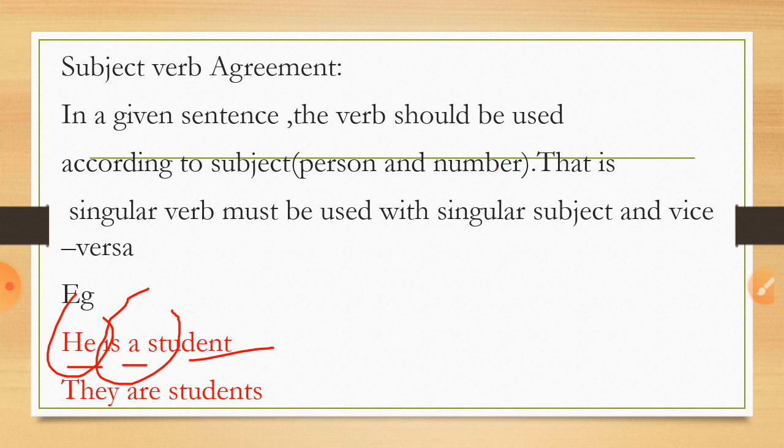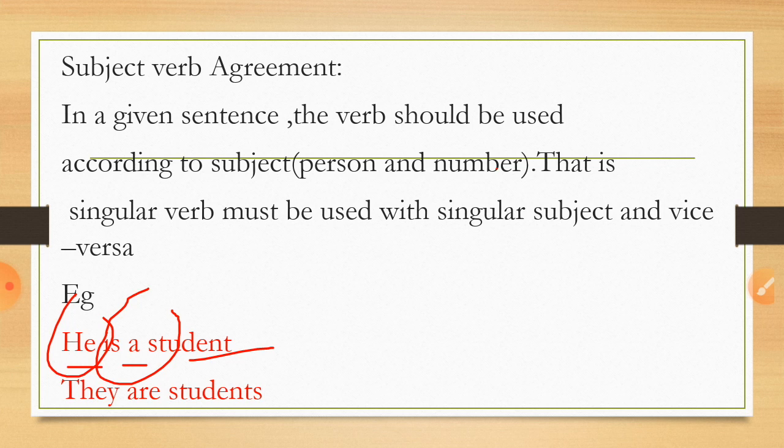And in the first example, the person is third person, and the singular number. According to that, we have to use singular verb, and the singular verb here it suits is. Okay. So according to subject verb agreement, singular verb must be used with singular subject, and plural verb must be used with plural subject.